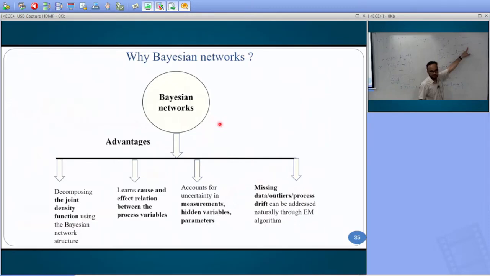It's complex. You can't write it actually. If, let's suppose, you have two variables, it's fine. Okay, if you have 1,000 variables actually, how do you write a joint density function? You can't write it. So better you use some kind of relation.